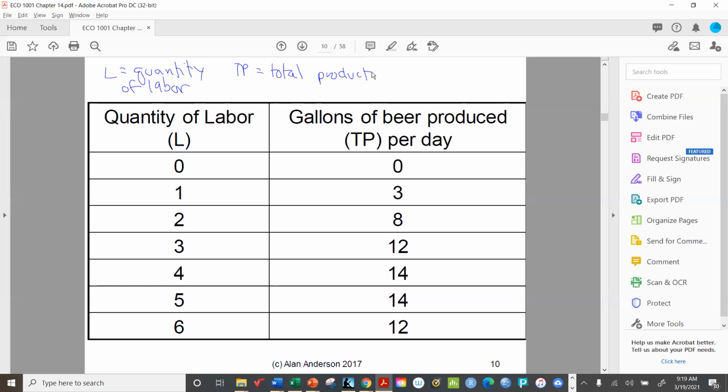Now you can see when there's nobody working there, then no beer gets produced. No matter how many machines you have, you have to have people working in there. They have to do something. And even if all they do is turn on the machines, somebody has to be there to run this business. So we need at least one worker before we can turn out any beer. Now, what's interesting, if you notice it very carefully, when we add one more worker, our output goes from 0 to 3. All right, now this person has to do everything themselves.